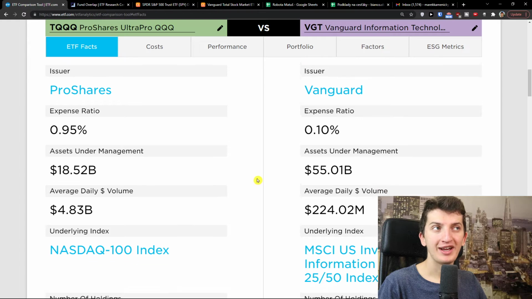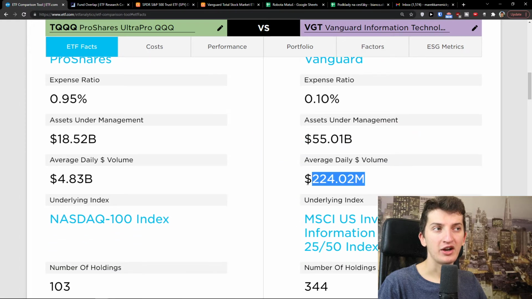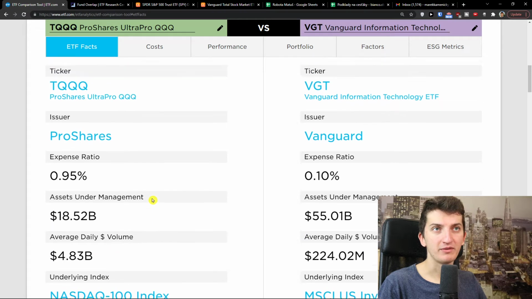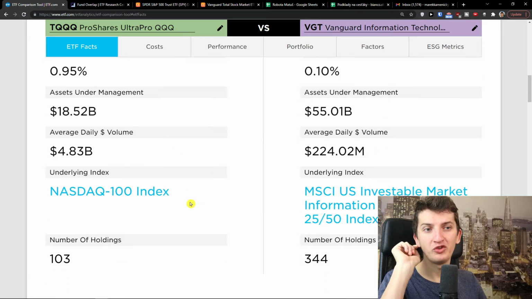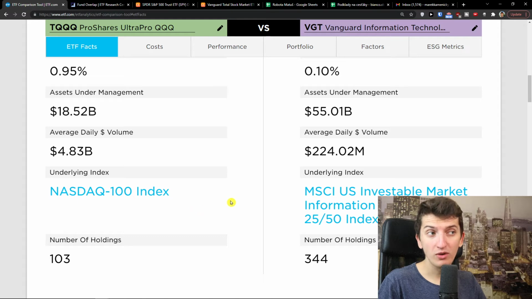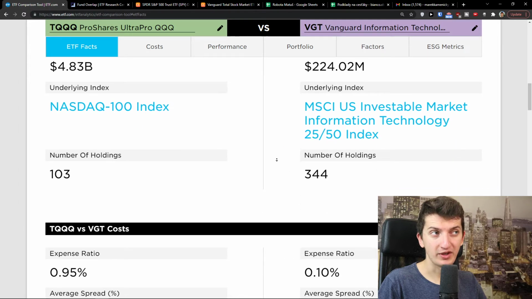Assets under management, again, Vanguard is better here. And then you have the daily volume here, which is higher in TQQQ. TQQQ is tracking the Nasdaq 100 index. That's similar to QQQM and QQQ. And then VGT is tracking the market information technology sector, and we will get to it.